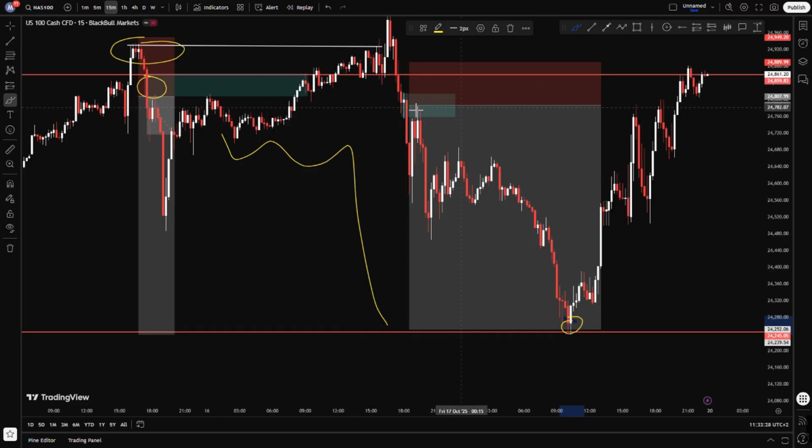And from here we see that we entered a sell, and then price started dropping to the downside as anticipated, right? So now this is something you can apply to your daily trading. You can either use the daily candle, the 4-hour candle, or the 1-hour candlestick.